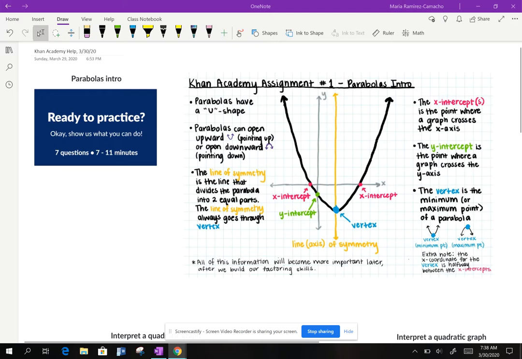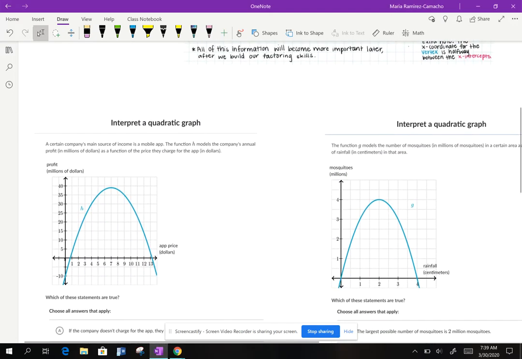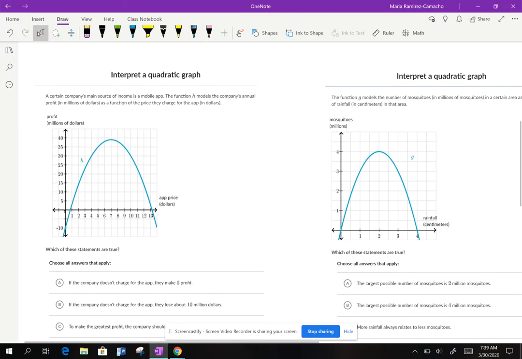Here's just the parts of a parabola. This is good to know for this specific assignment. So make sure you know what the intercepts are, what the vertex is, the line of symmetry, what opening upward and downward means, what shape they have. Okay. I'm going to skip to this next assignment.